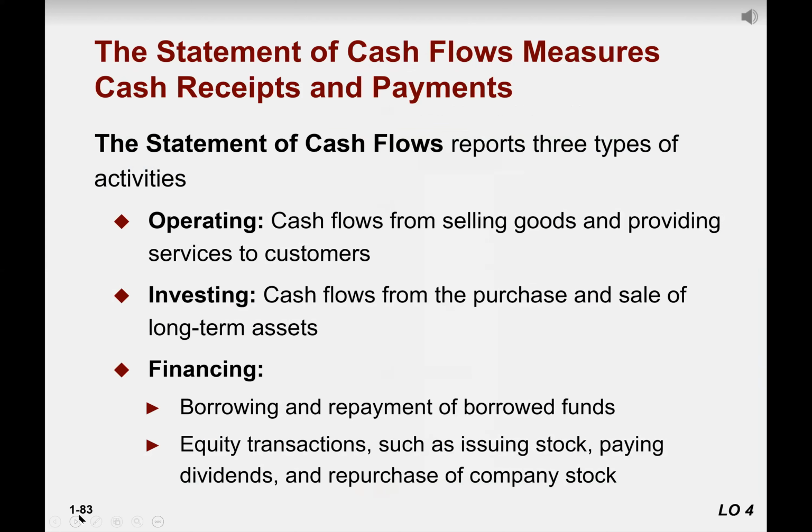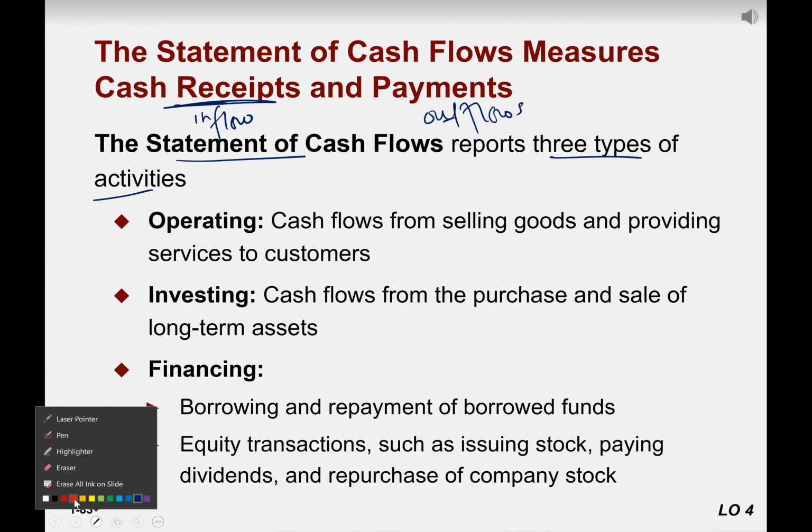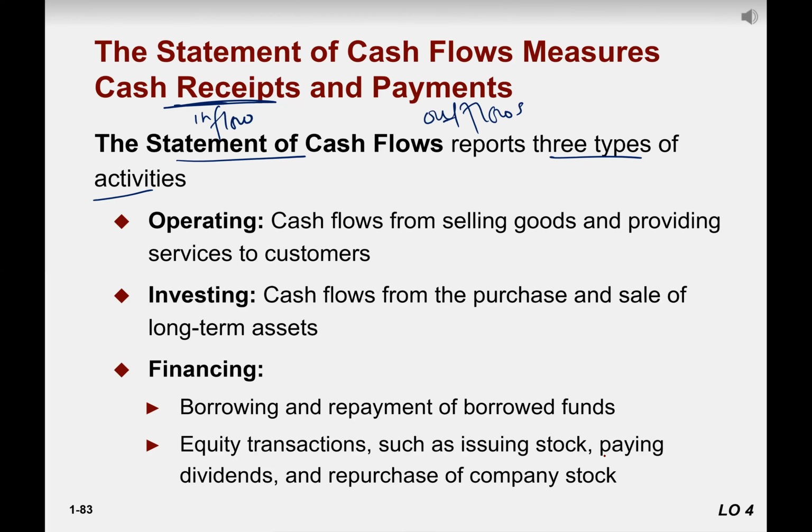And now, statement of cash flows. So the statement of cash flows measures cash receipts, which are inflows, and cash payments, which are outflows. So the cash flow statement reports three types of activities. Number one is operating activity. Number two, investing. Number three, financing.